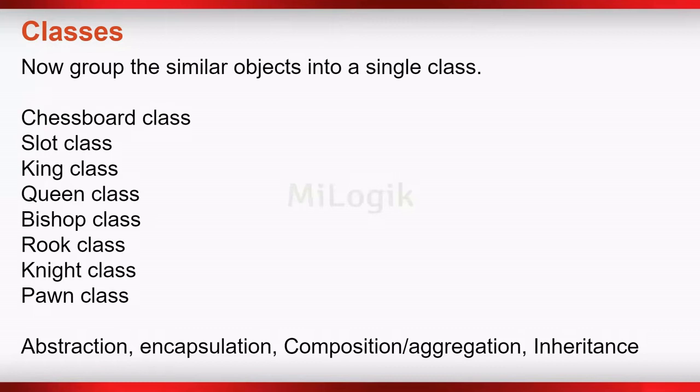Slot, there are 64 slots. So each S1 to S64, all objects are similar. So let us create a slot class for that. Then kings, there are two kings. One king is of one player, the other king is of the other player, right? So that can be a king class. So similarly, other classes, queen, bishop, rook, knight, pawn, all these are the other classes which we have come up based on the objects which are identified in the previous step.